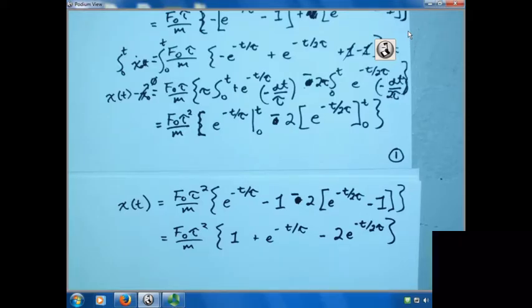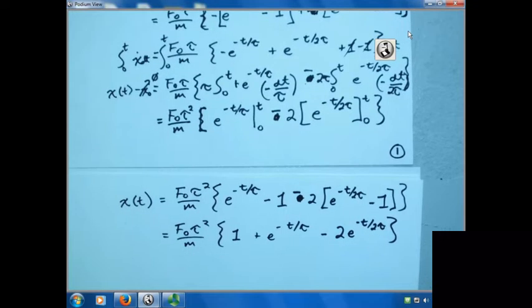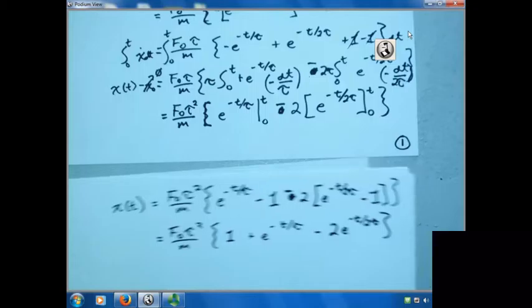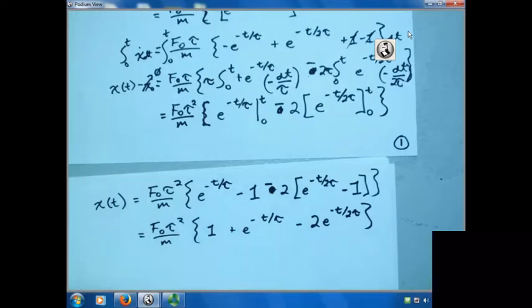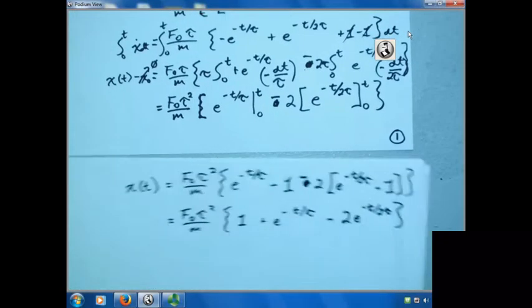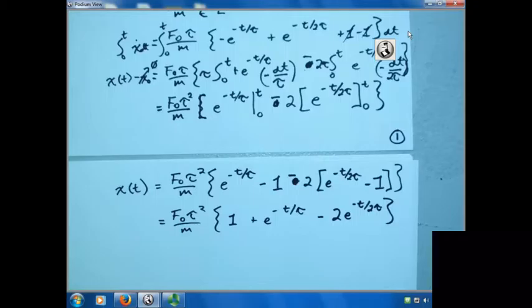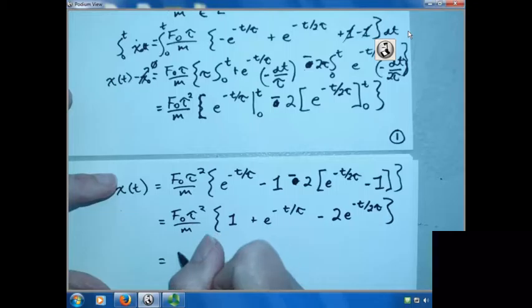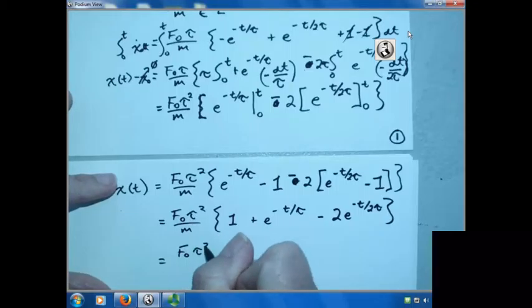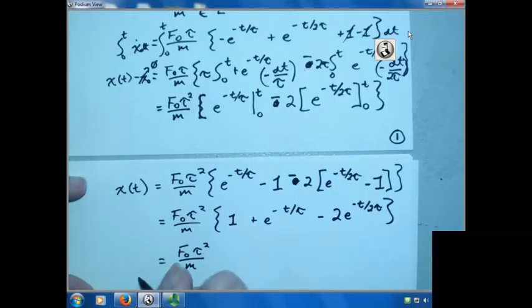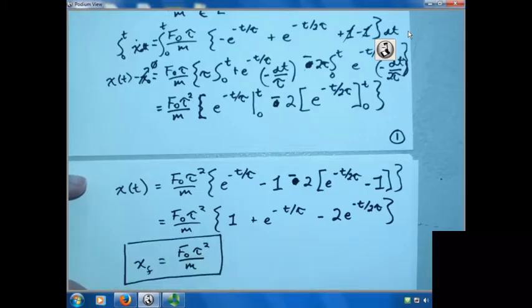Let me check and make sure I got the answer right. Did I get the right answer, by the way? Okay, all right. So where does it wind up when t goes to infinity? What's the value? F naught tau squared over m. This is x, we can call it x final, just implied by when t goes to infinity. And we're done.